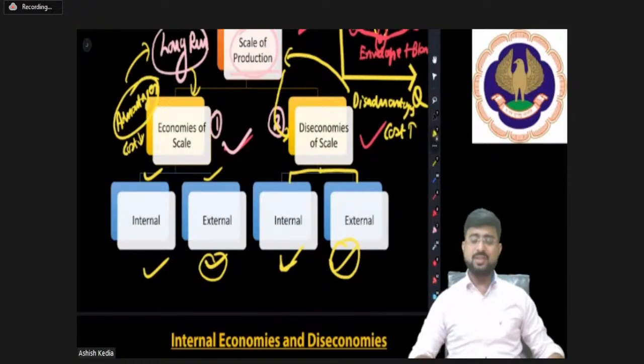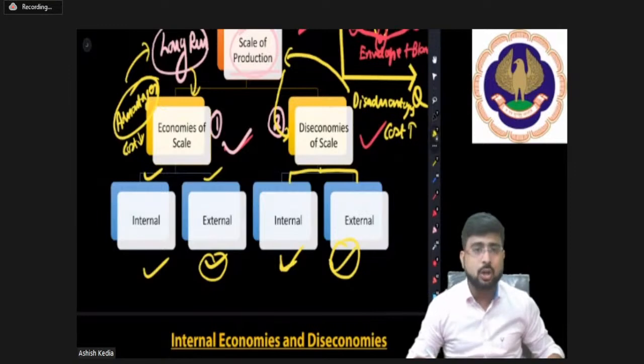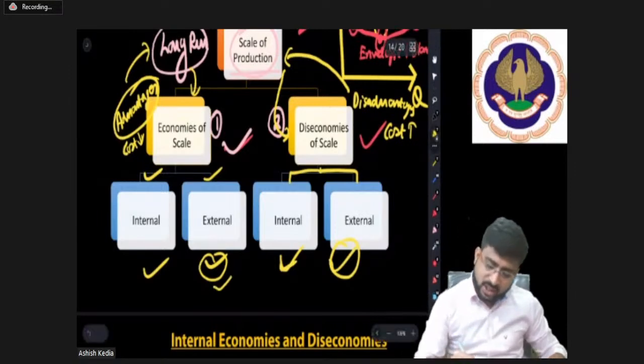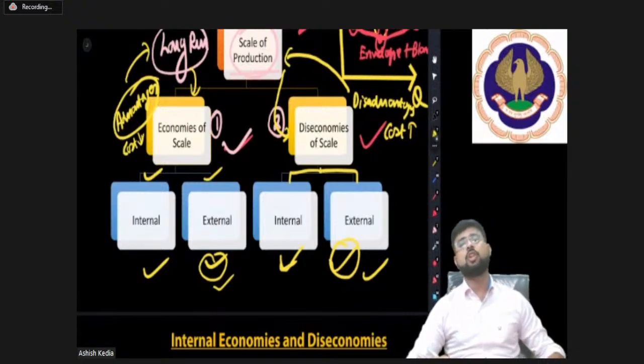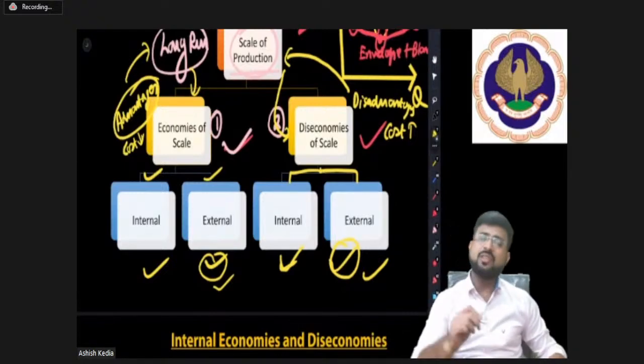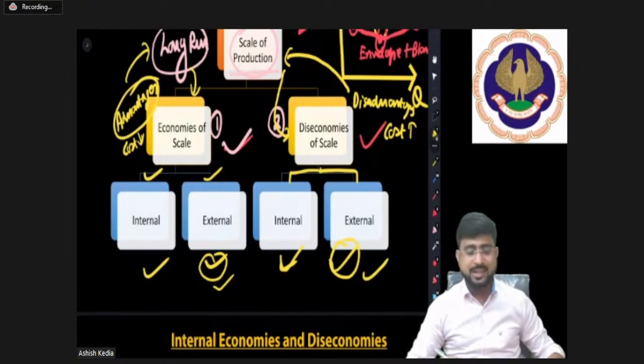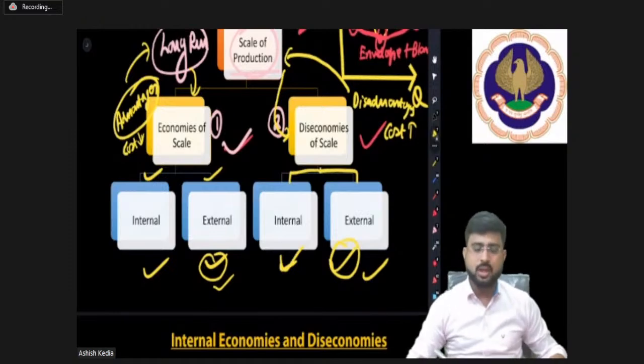So my dear friends, something which is outside the firm, which is beyond the control of the firm, if it results in any advantage or disadvantage in the long run, you will call it external economies or diseconomies. If it's an advantage, it's economies, and obviously if it's a disadvantage, it's diseconomies. There is no second question about this, right?